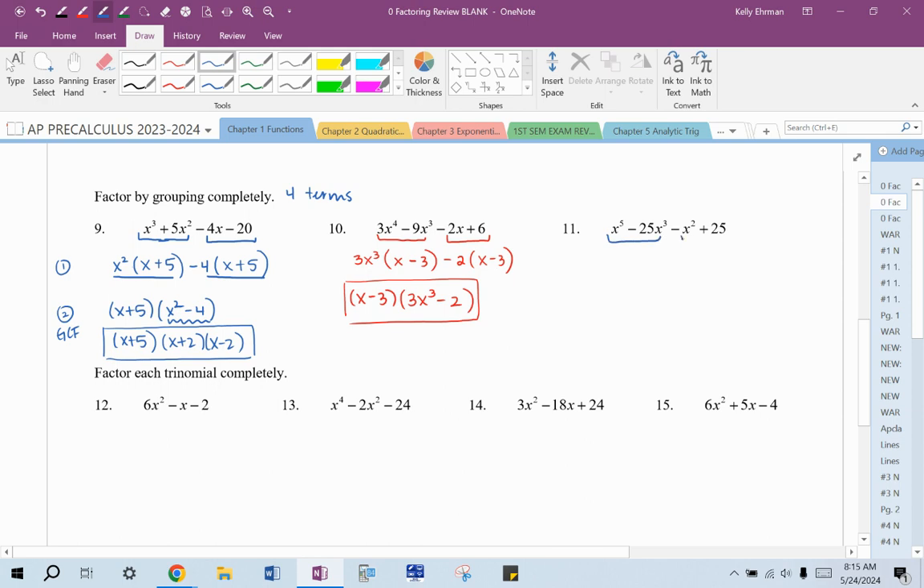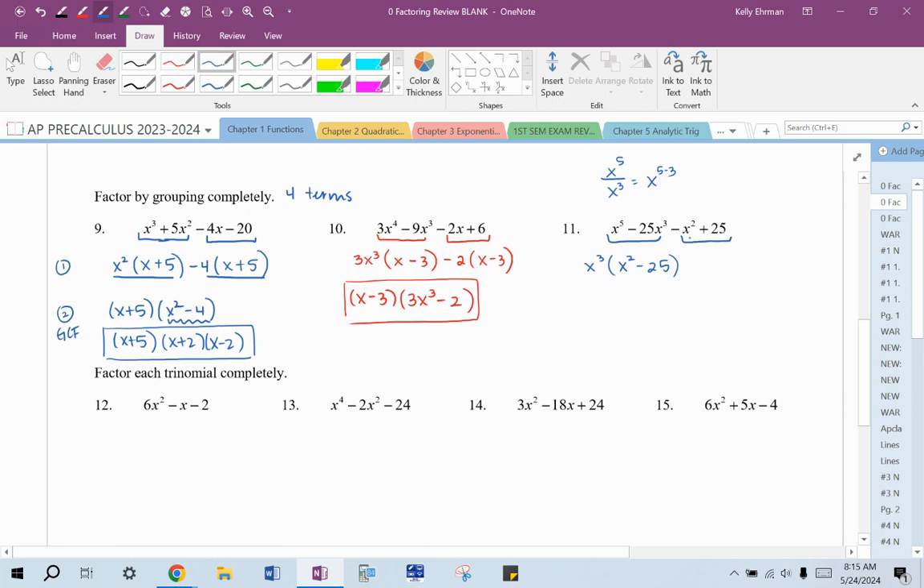Let's take a look at this one. Again, the first two terms, I know to do factor by grouping because it's 4 terms. The first two terms, I can take out an x to the third. When you divide x to the fifth by x to the third, remember that you're subtracting your exponents. So that becomes x squared minus 25.